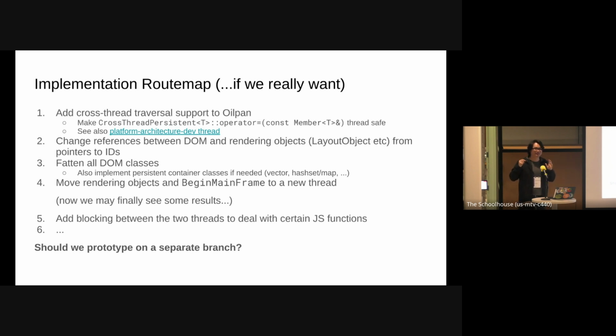So we obtain the value of that pointer, and then garbage collection is run, and then we assign that pointer to our persistent, and this persistent becomes a dangling pointer. So we need to make it thread safe. And also we need to break all the direct references between DOM and the render objects like layout objects, because these will be in different threads, and we don't want to create a cross-thread persistent between them. So they should be replaced with IDs, and then we fatten all the DOM nodes.